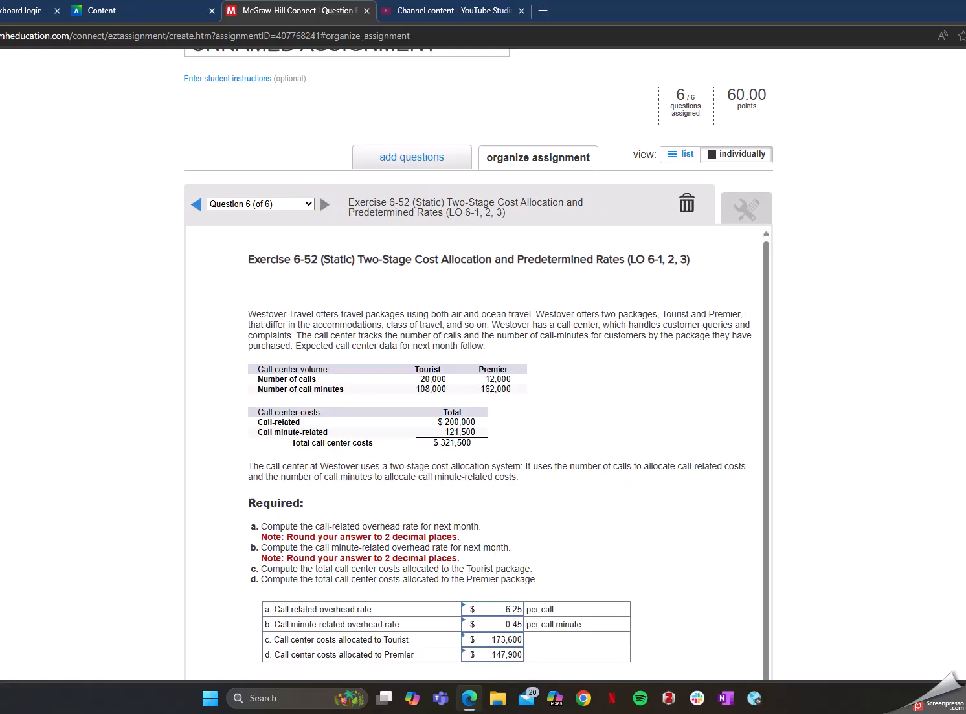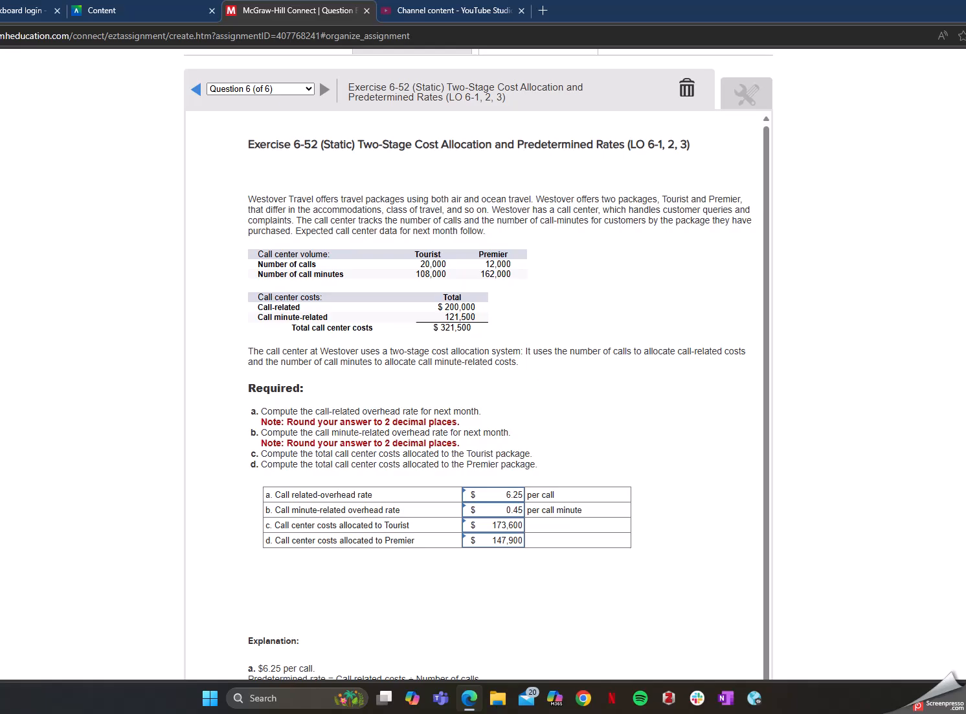And then sometimes, again, like we said, we can allocate it based on two things. If we have two different activity drivers, we may choose two different ways to allocate those costs. So in this case, we've got two packages, Tourist and Premier, and they have a call center. They track the calls. So we've got our number of calls, our minutes of calls. We've got our call center costs that are call related, and then we have call center costs that are call minute related. So we're going to use that two-stage allocation.